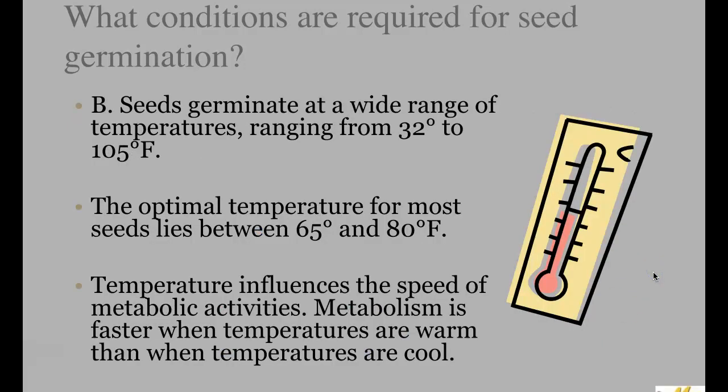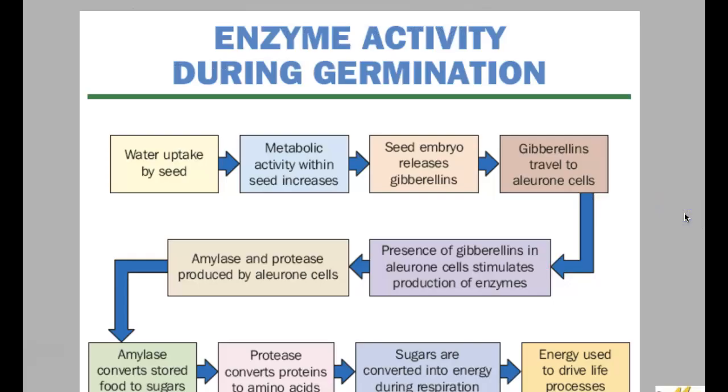All right, so temperatures, it can be anywhere from 32 degrees to 105 degrees. Optimal temperature for the majority of our plants is 65 to 80. Temperature influences the speed of metabolic activities. Metabolism's faster when temperatures are warm than when temperatures are cool. So even right now, if you have some houseplants, they've kind of slowed down because it's wintertime, it's cool out, they are not as active when it's cooler.